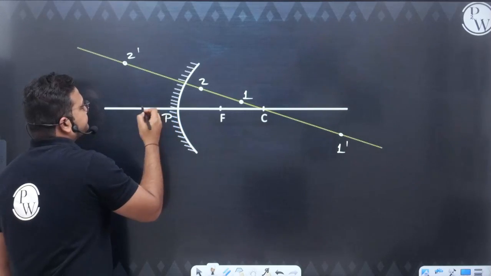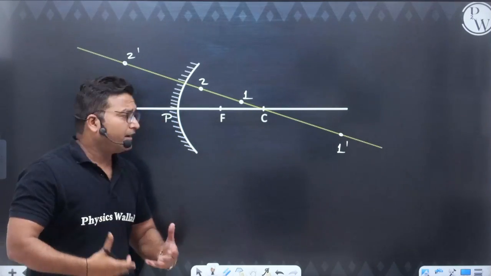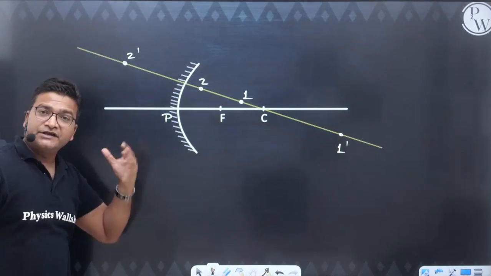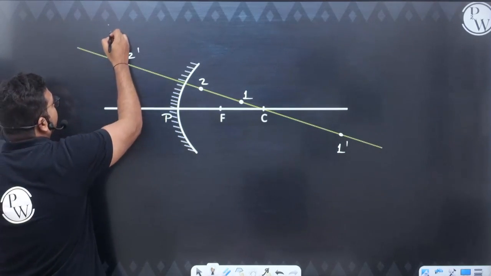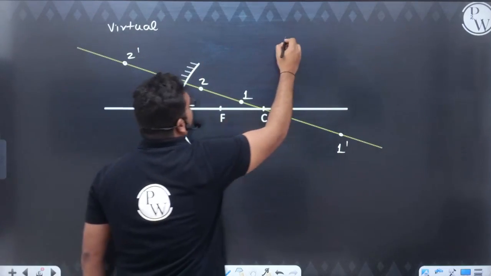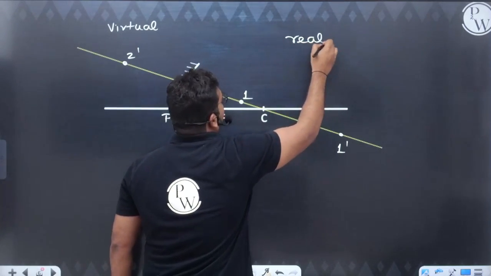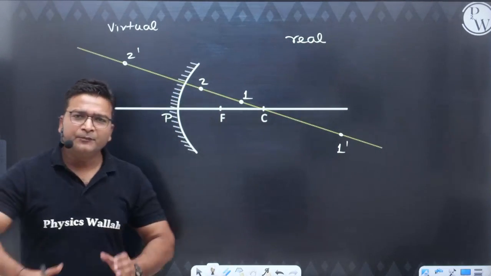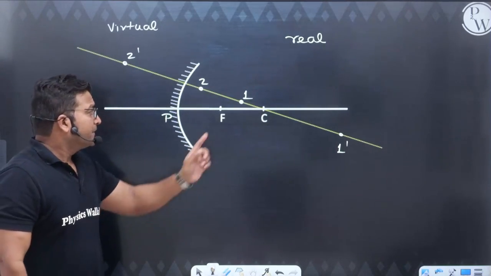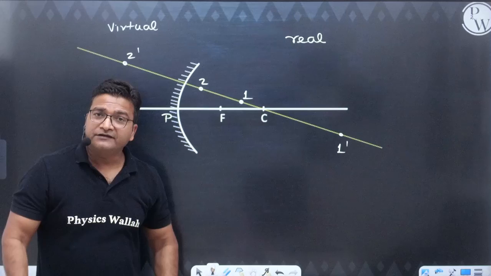This is the pole. As we can have a real side here, the side behind the polishing cannot exist. So it becomes the virtual side, and this becomes the real side. Okay. And suppose they ask you, place an object between center and focus, and where is the image?